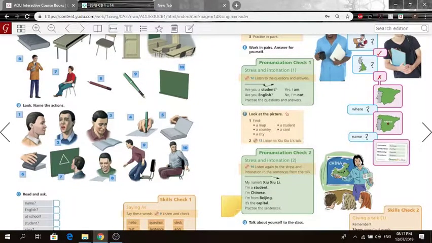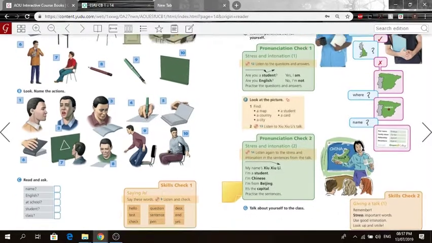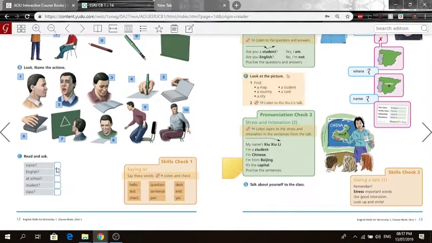Standing up, and finally sitting down. Okay? So now read and ask. So name, English, at school, student, and class. Based on these few words right here, try to ask a couple questions to someone that's sitting beside you or a friend, if you can talk to them right now.